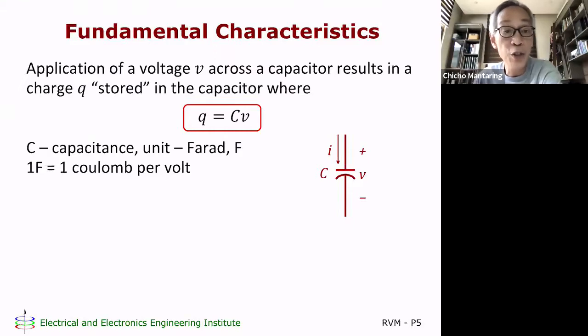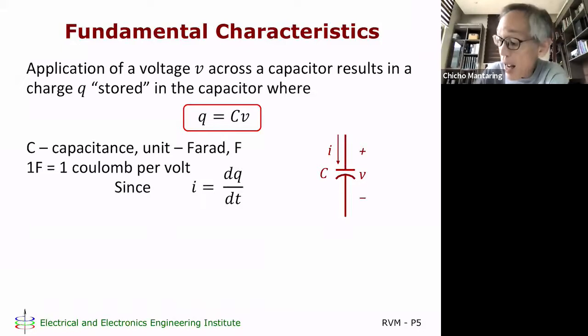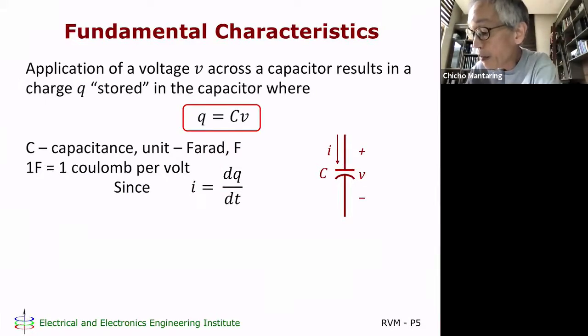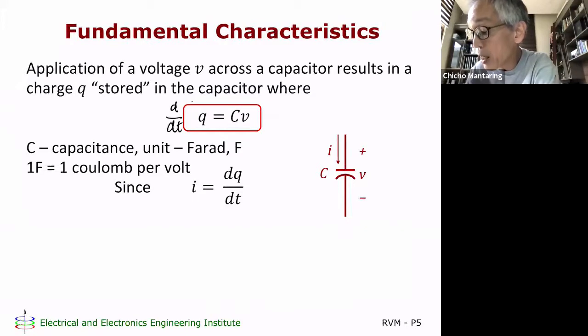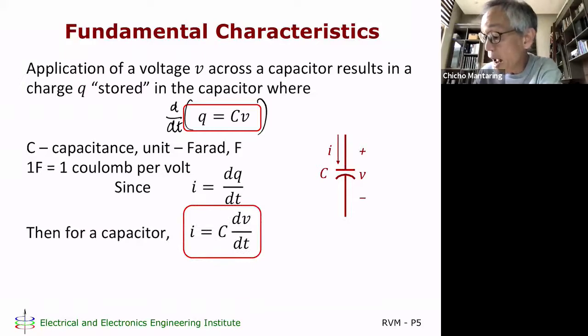1 coulomb is our unit of charge, so 1 farad is 1 coulomb per volt. Now, since, if you recall, in module 1, I is equal to dq/dt, if I get the derivative with respect to t of both sides of this equation, I'm going to get I is equal to C dV/dt. And this is the relationship between current and voltage in a capacitor. I is equal to C dV/dt.